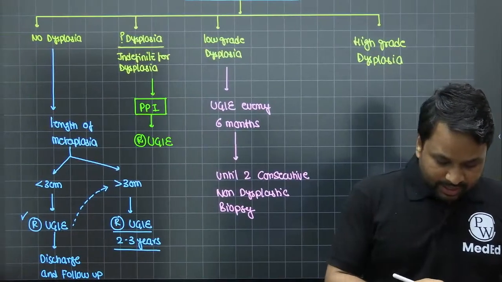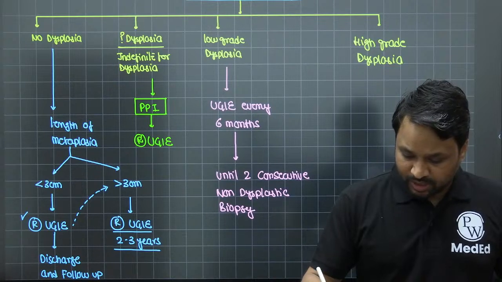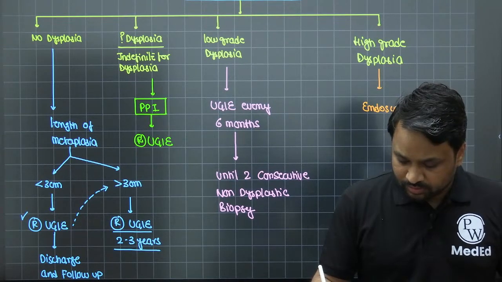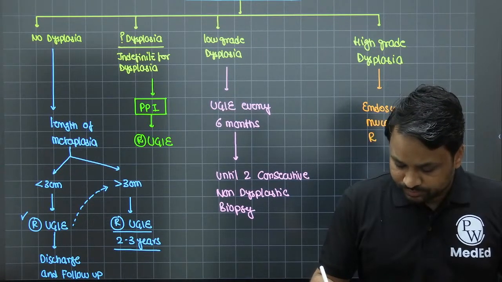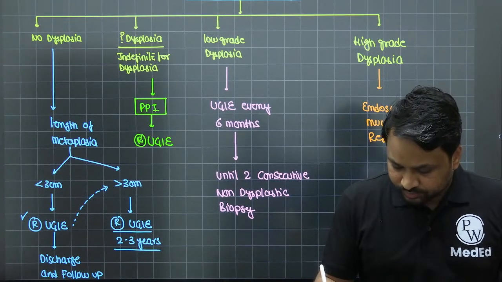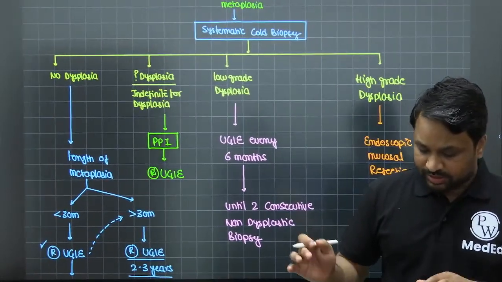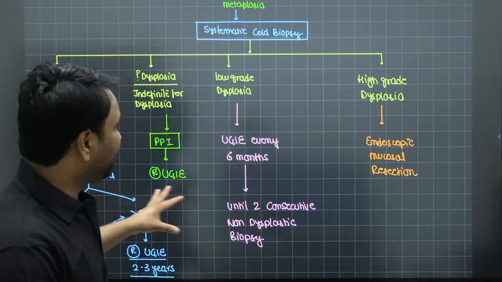If it is a high grade dysplasia, then as we discussed yesterday, you have to go with endoscopic mucosal resection, right? Now, this is the chart that we follow for your upper GI endoscopies in Barrett's esophagus.